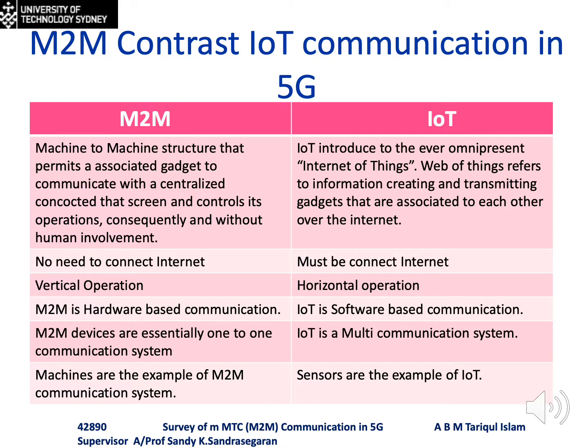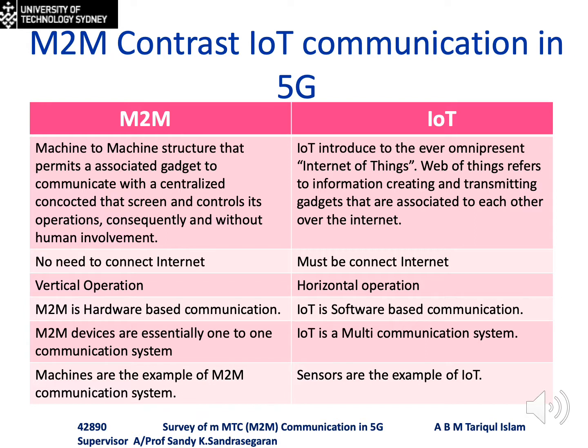Now, some differences between M2M and IoT. Machine-to-machine is a structure that permits associated devices to communicate with a centralized system that monitors and controls its operation automatically and without human involvement. But in IoT, we are introduced to the ever-omnipresent Internet of Things, where Internet of Things refers to information-creating and transmitting devices that are associated to each other over the Internet.